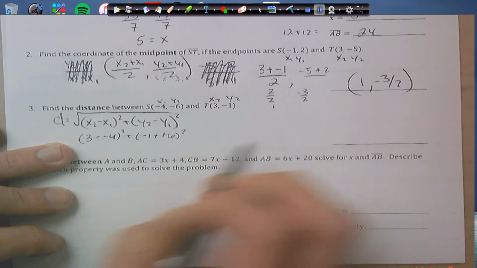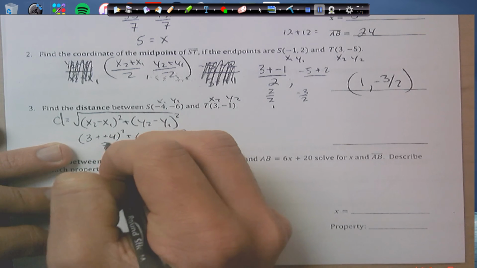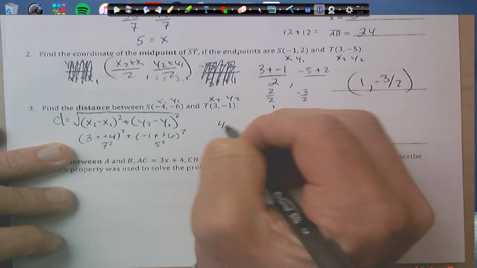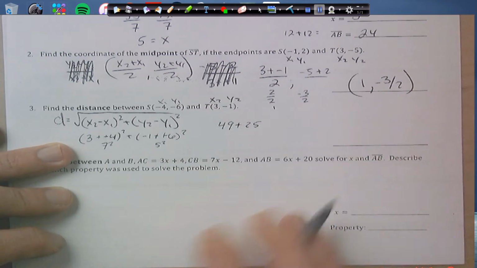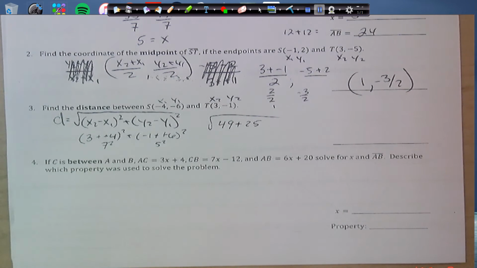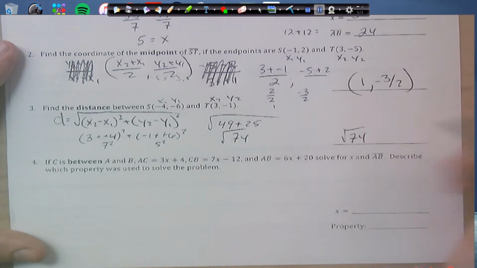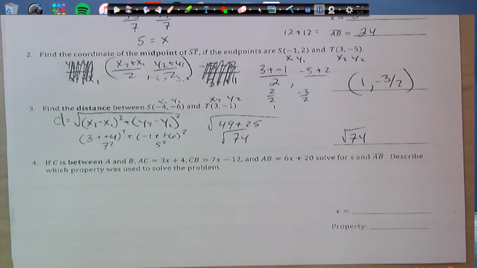So 2 negatives make a positive. This is going to become 5 squared. This is 2 negatives make a positive. That's going to become 7 squared. So we're going to get 49 plus 25. Remember, everything's still getting square rooted here. And then we add those together, we get square root of 74. And that's our answer. That's actually not reducible. I could put it in my calculator and get a number, but we're going to leave it like this.